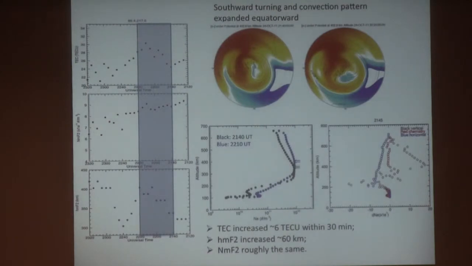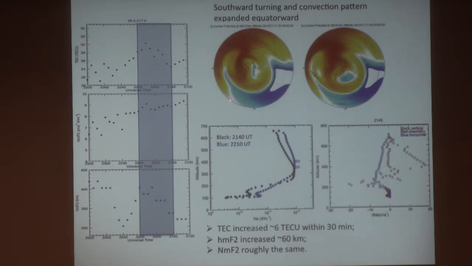And because I'm running out of time, this is the last slide I will show. I go back and look at the convection pattern during this time where we observed the TEC increase for the plasma coming from the dusk side. And this is also the time where the HMF2 increased about 100 kilometers.